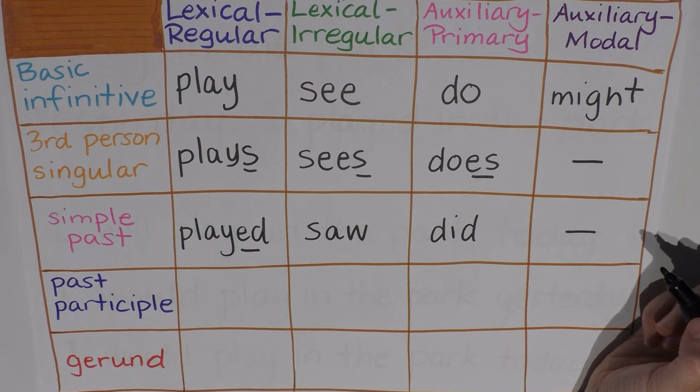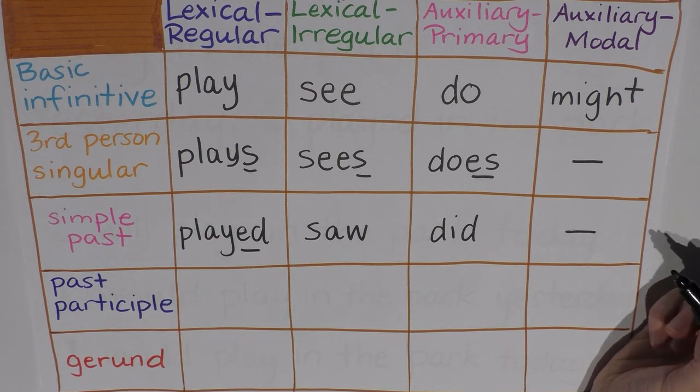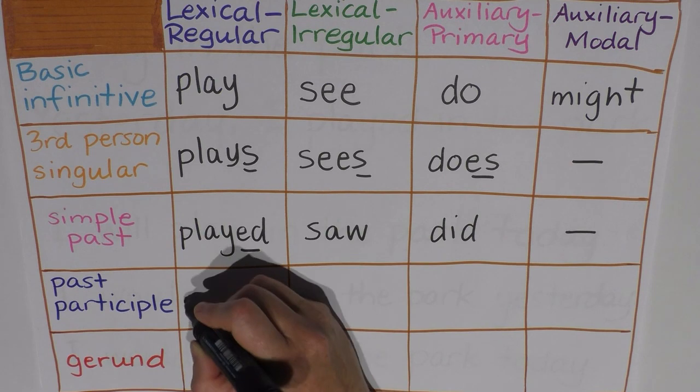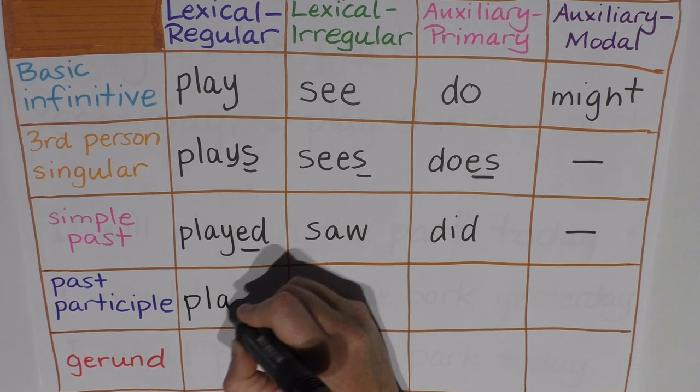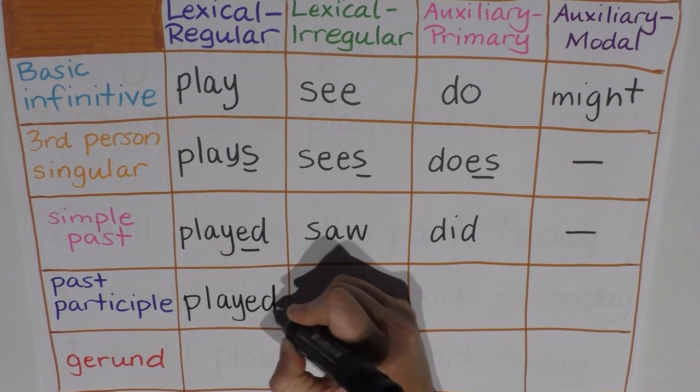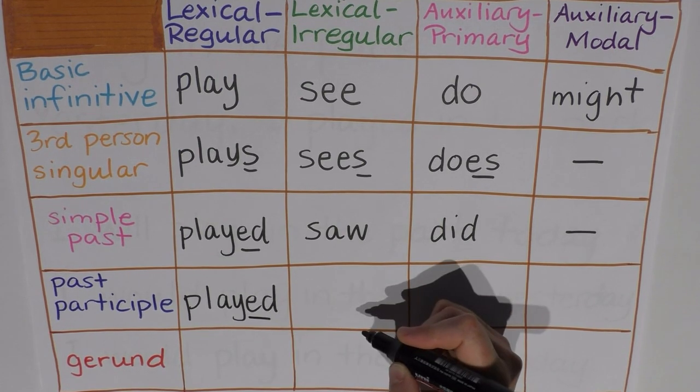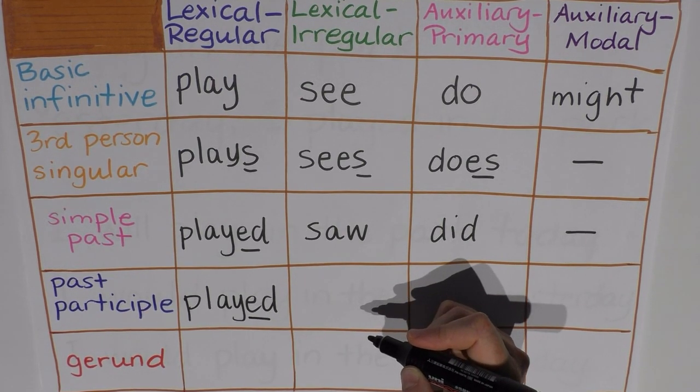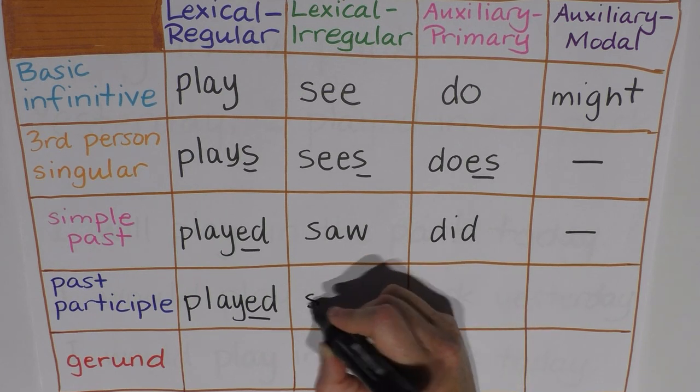Okay, the past participle. So that's I have played basketball before. Now in our regular conjugation, we still keep the ED there in the past participle. Well, what about see and seen? So I have seen basketball before, yep.